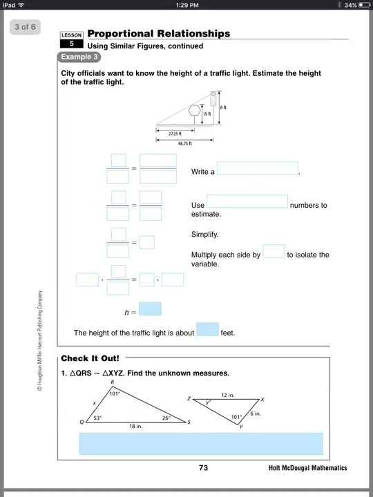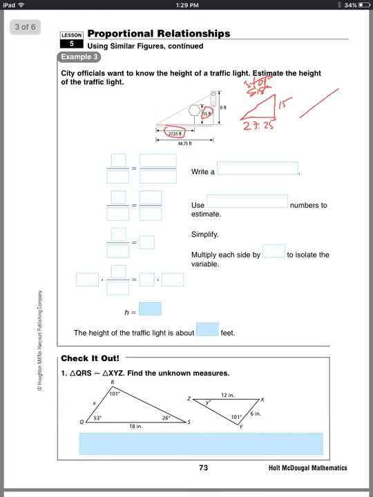And our last problem says, city officials want to know the height of a traffic light. Estimate the height of the traffic light. So we're going to look at this as two triangles. The triangle with the stop sign, so this is the stop sign. It shows us that the height is 15. I got that right here. And that the length is 27.25. Okay, and I got that from right here.